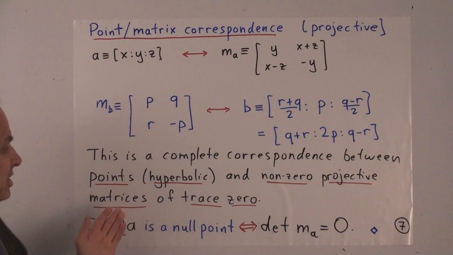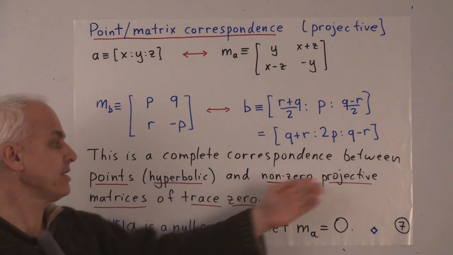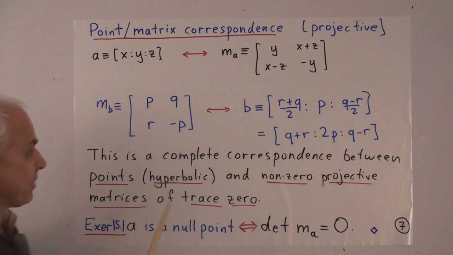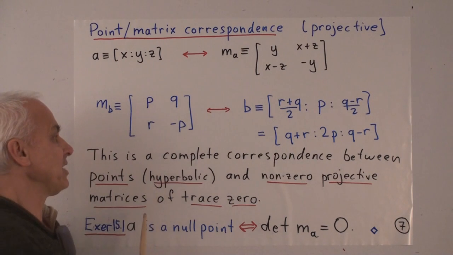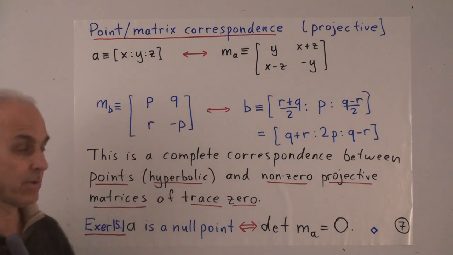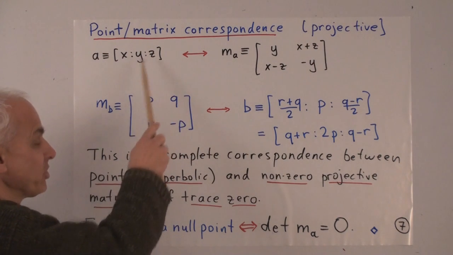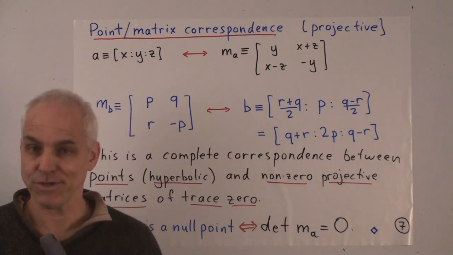And this is a complete correspondence between points, hyperbolic points, and non-zero projective matrices of trace 0. The matrices that we get here, the projective matrices, are all non-zero, because there's no way you can get 0, 0, 0, 0, because that would have come from the proportion 0 to 0 to 0, which I remind you is not allowed.